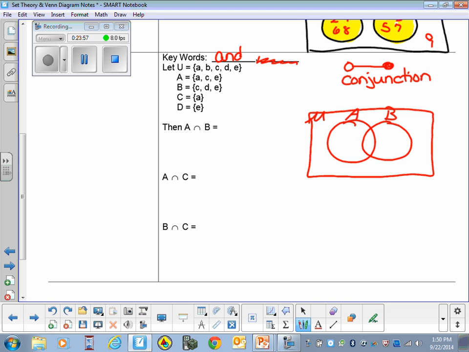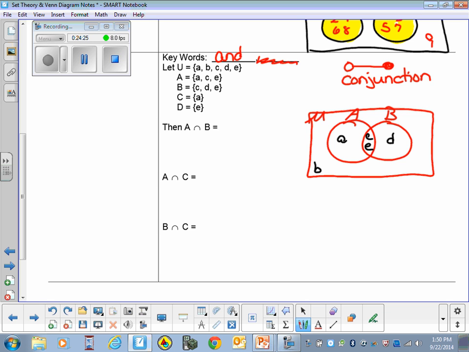So do I have any elements in common between A and B? I sure do. C and E are in common, so they have to go here in the center. Let's see, we also need a lowercase a in set A. We need a lowercase d in set B. And the universe contains the letter B.